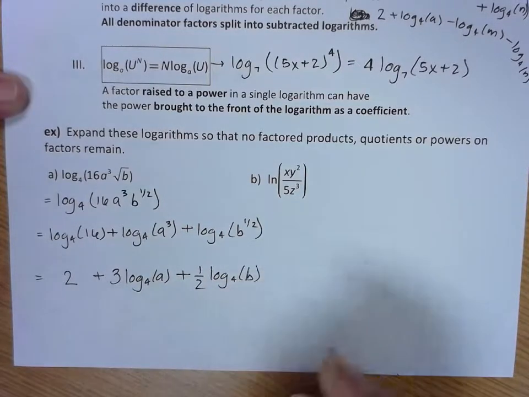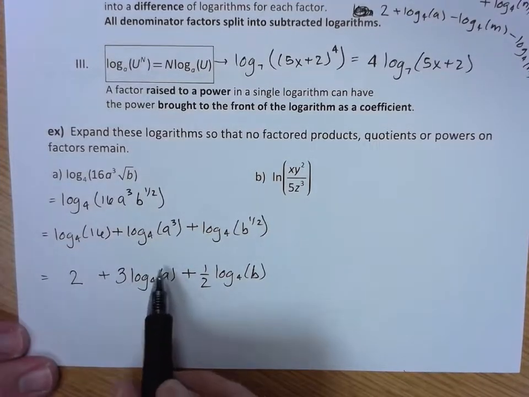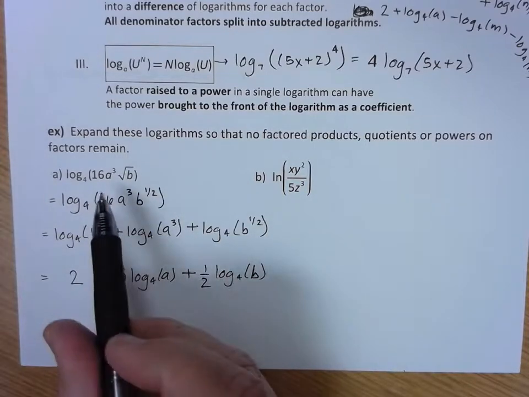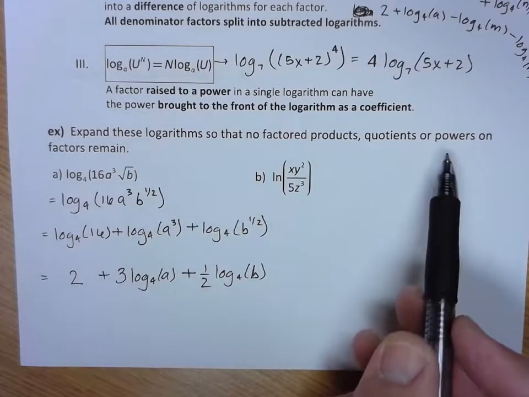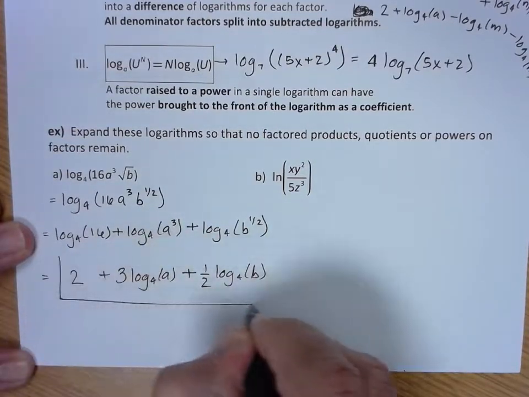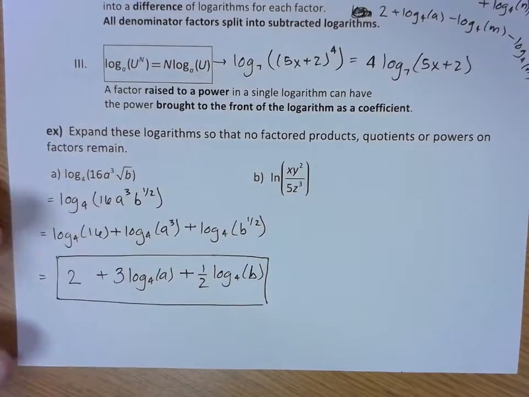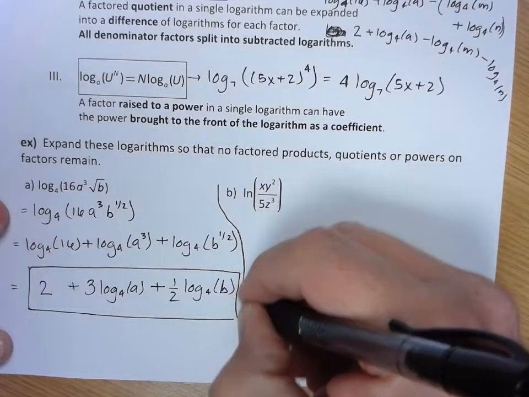And you know you're finished when there are no more factored products inside any log arguments. That's a single factor of a, that's a single factor of b. There were no quotients to begin with, so we've got the factored products and quotients taken care of, and there are no powers left on the factors inside. So this is as far as I can expand that particular logarithm in example A. Okay. Now example B, let me separate these.